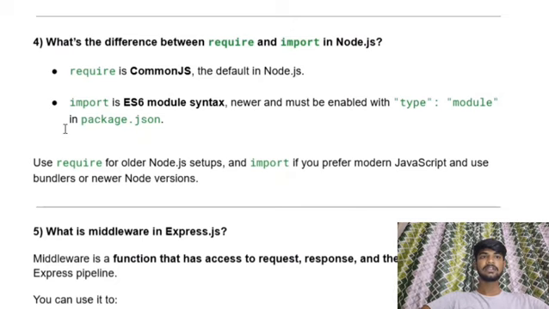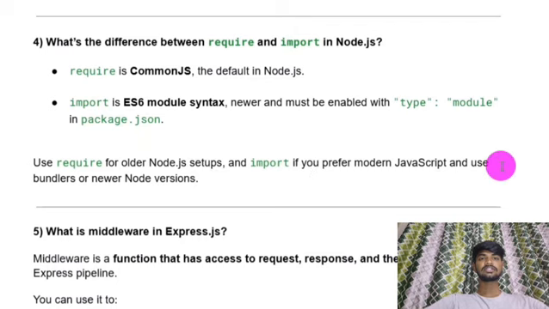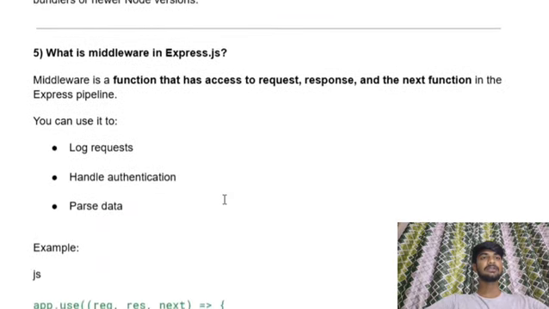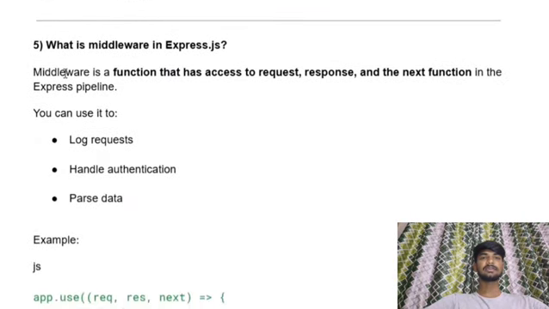What is the difference between require and import in Node.js? Require is CommonJS, the default in Node.js. Import is ES6 module syntax, which is newer and must be enabled with type: module in package.json. Use require for older Node.js setups, and import if you prefer modern JavaScript and use bundlers or newer Node versions.